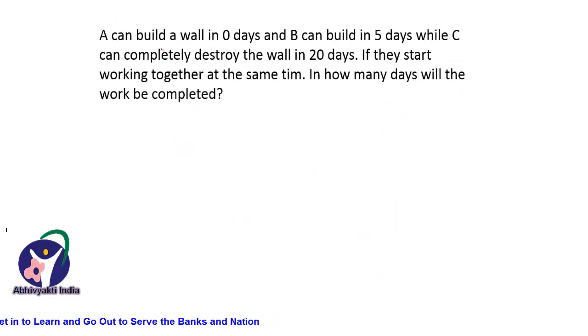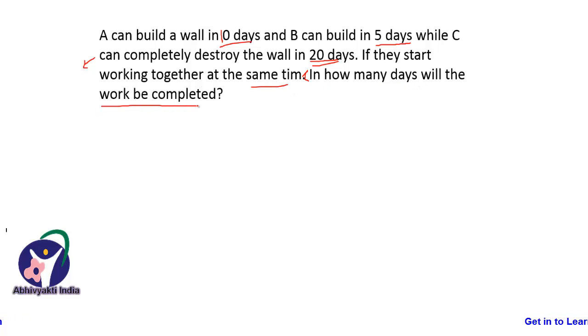Now the next question: A can build a wall in 10 days, and B can build the same wall in 5 days, while C can completely destroy the wall in 20 days. This is called negative work: what C is doing is the negative work against the total work of A and B. If A, B and C start working together at the same time, in how many days will the work be completed?